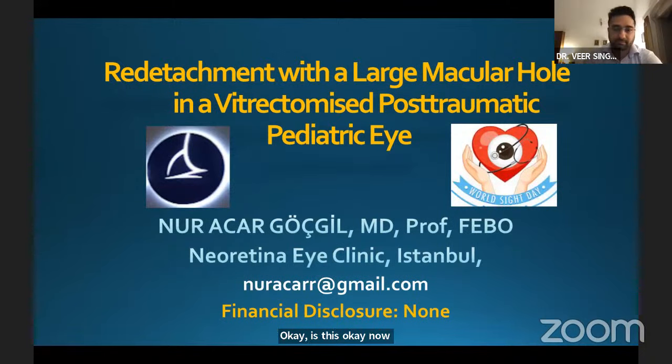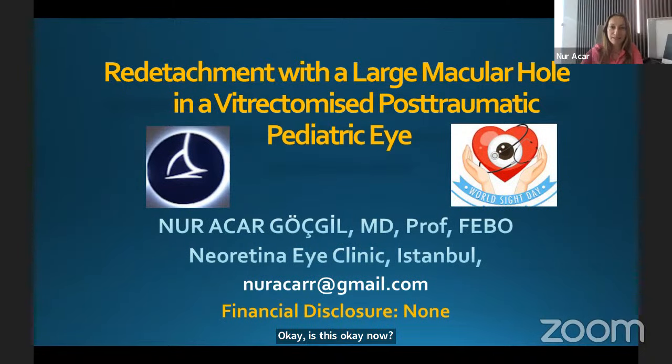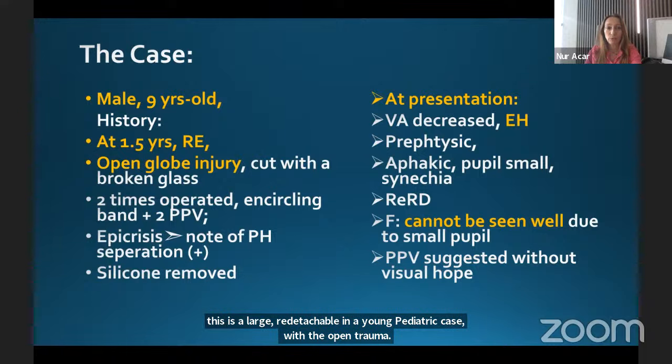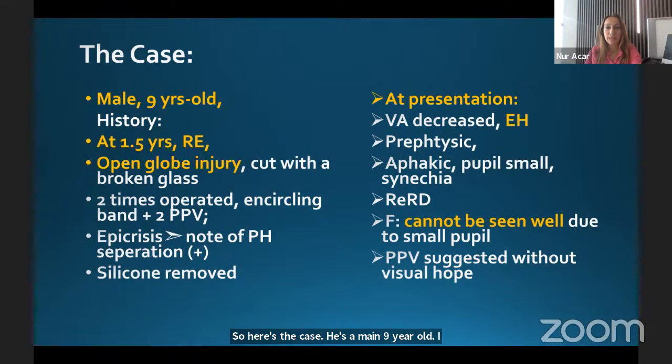Perfect, thank you. So yes, this is a large tear with a redetachment in a young pediatric case with a blunt and open trauma. Here's the case: a 9-year-old male presenting with a history, at 1.5 years old, of an open globe injury in the right eye, cut with broken glass. He was operated on twice, once with a buckle and a vitrectomy, and the second was another vitrectomy. At the end, the silicone oil was removed.